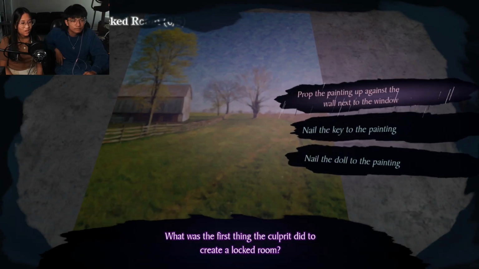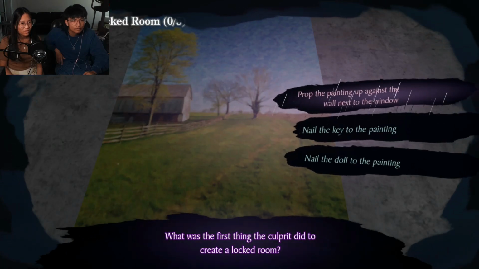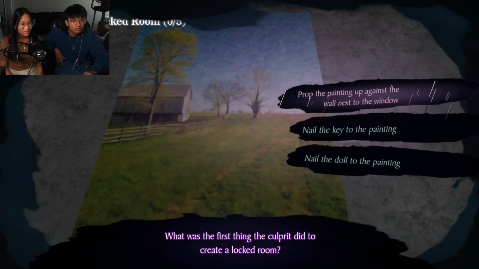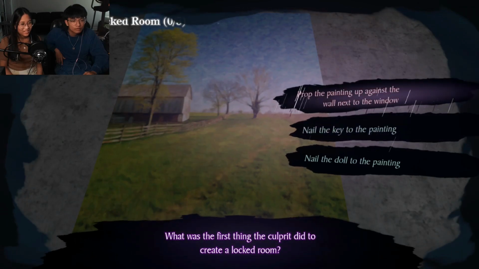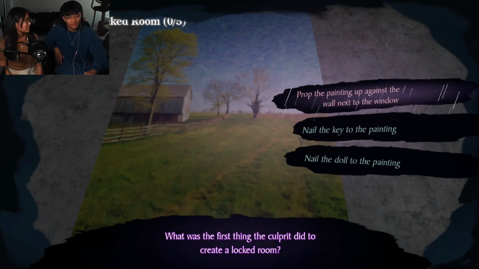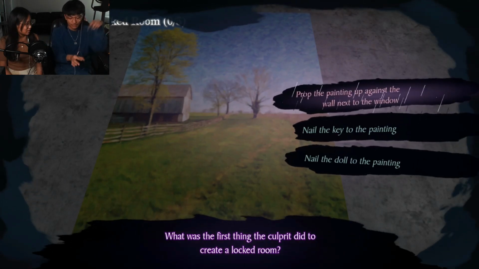What's the first thing the culprit did to create a locked room? Prop the painting up against the wall next to the window. Nail the key to the painting. Nail the doll to the painting. Nail the key to the painting, right? Was the key under the doll, or over the doll? It's the painting, right? And then the doll's on top of it, and then the key, and then the nail goes through.